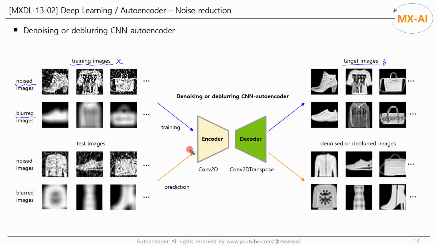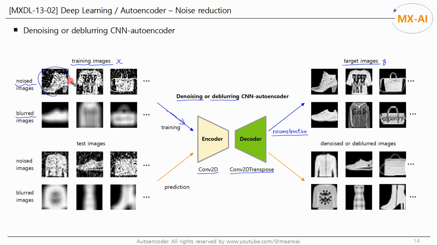Configure the CNN-autoencoder model as shown in the figure. The encoder consists of 2D convolutional layers, and the decoder consists of 2D transposed convolutional layers. This is similar to the model we used for dimensionality reduction in the previous video. This time we will use this model to remove noise or blur. We feed these images to the model for training. The model uses them to learn how to reconstruct these clear images.